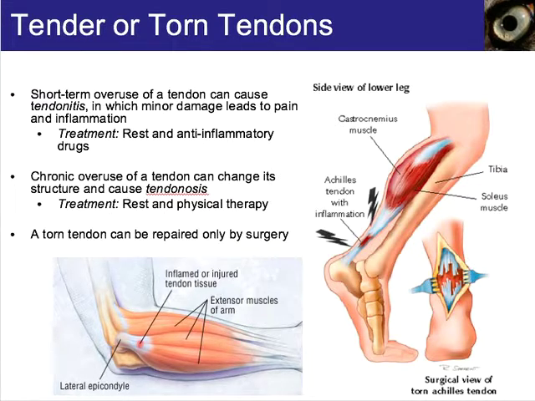Chronic overuse of a tendon can change its structure and cause tendinosis. Treatment is rest and physical therapy. And a torn tendon can be repaired only by surgery. So if someone tears their tendon, they have to go get surgery.